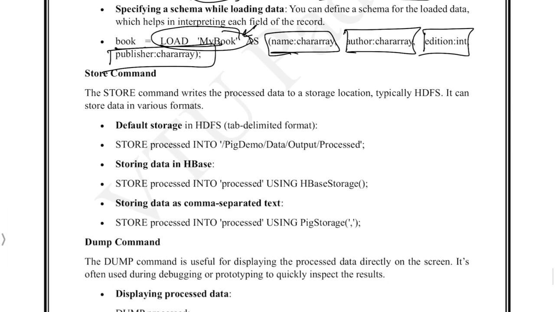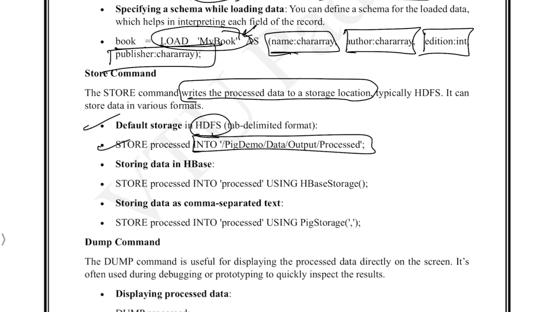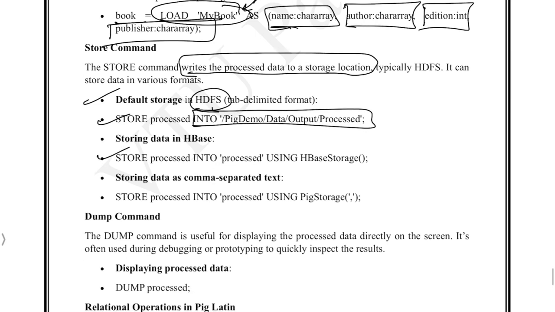How will you store it? Store is nothing but where you are storing the data. It writes the processed data to a storage location. Correct. Default storage is HDFS. Store processed into pig demo data output processed. Next is HBase. With HBase, you are storing the data into Hive base, or you are storing it into comma separated text. Different ways of storing the data.